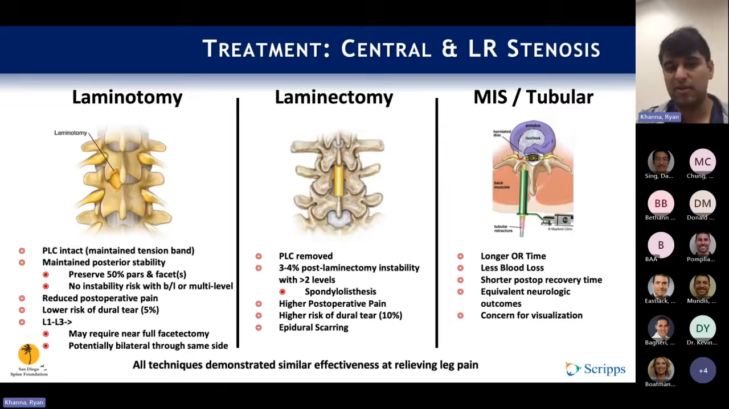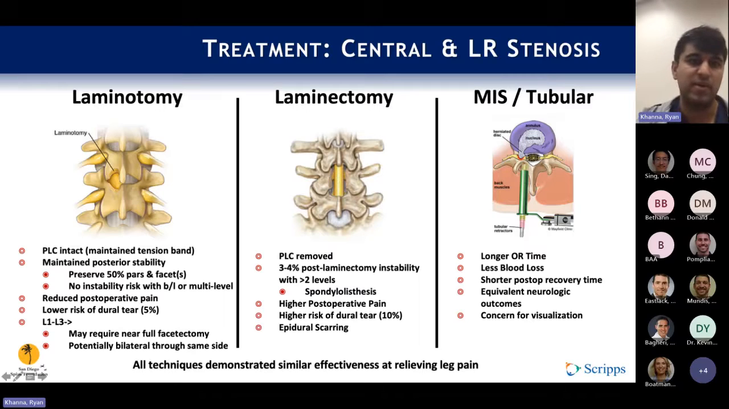Hospital stays are longer, they have a higher postoperative pain risk, and there's a higher risk of dural tear. And lastly, the approach I was most familiar with during residency is a MIS, or tubular approach, which is very similar to the laminotomy approach, but usually involves a unilateral approach for bilateral decompression.